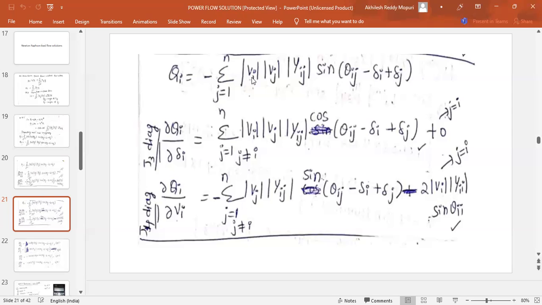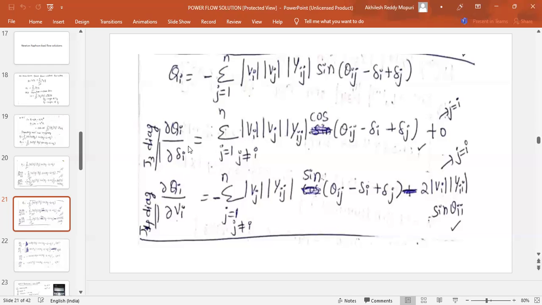When we differentiate, what we will get? Since x square, when x square is differentiated with respect to x, we will get 2x. Same thing. When minus Vi whole square Yii sin theta ii is differentiated with respect to Vi, we get minus 2Vi Yii sin theta ii. This is the j is equal to I condition. Coming to the j not equal to I condition, when j is not equal to I, same. Differentiation of ax with respect to x is a. So just this will be gone. Minus summation j is equal to 1 to n, j not equal to I, Vj, Yij, sin theta ij minus del I plus del j.